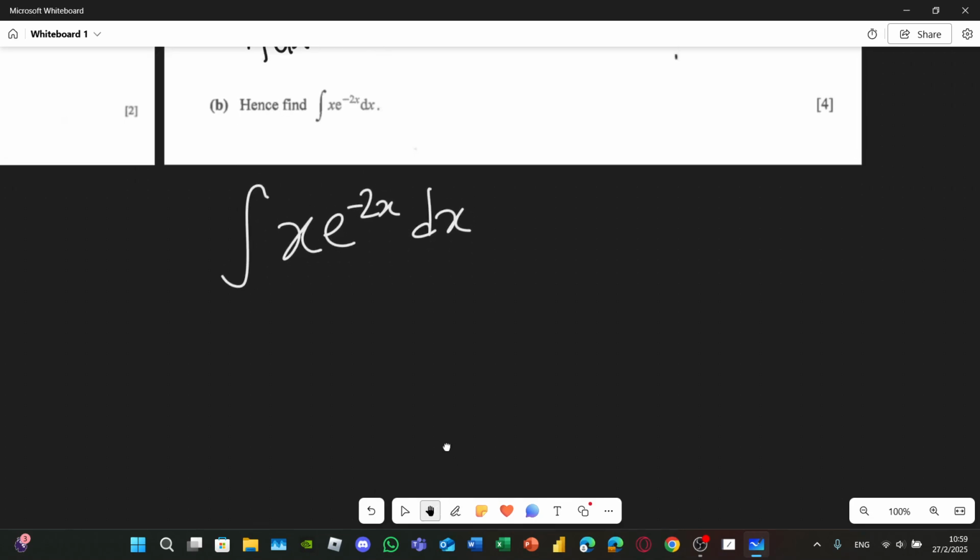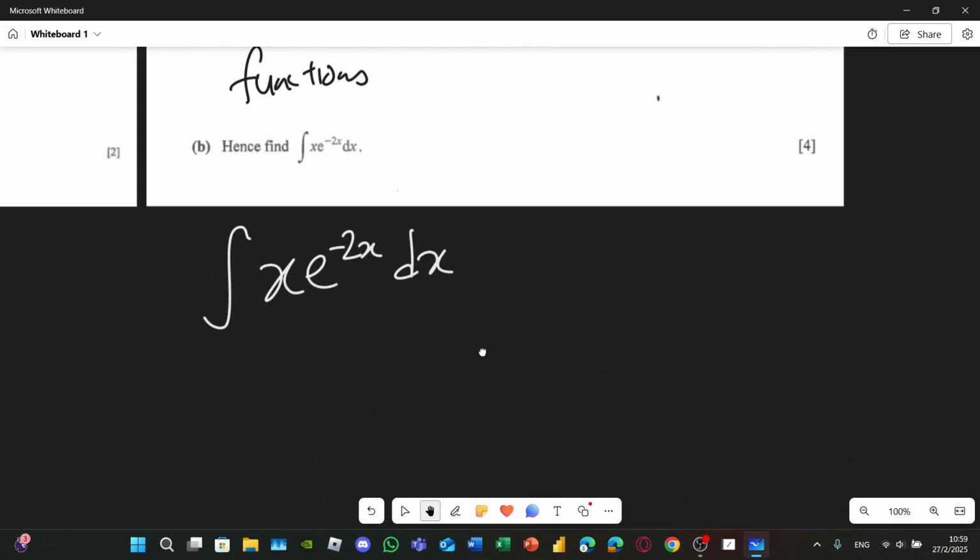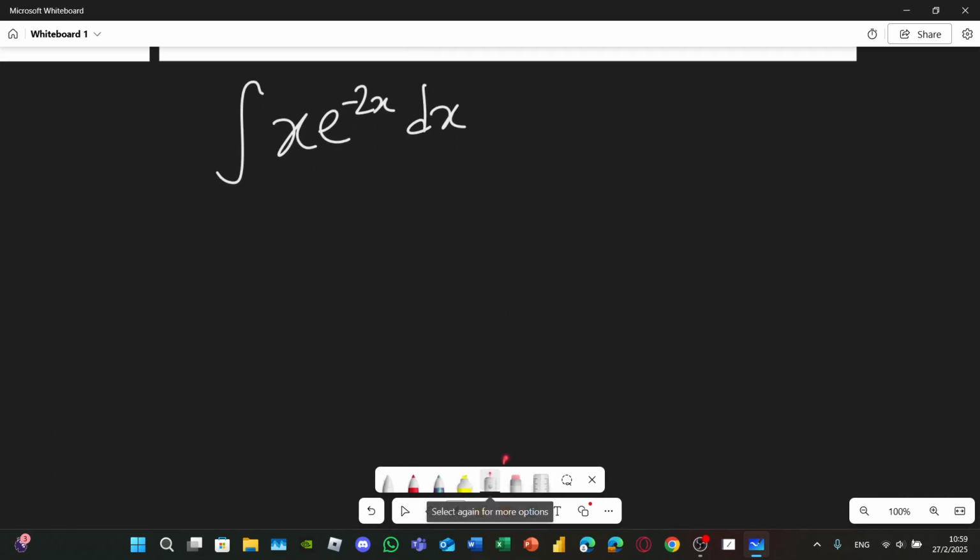Okay, let me show you how it's done. I'm given the integral of x e to the power negative 2x with respect to x. What I'm going to do in this case is let one of them be u and the other one be dv. Now to do so, I'm going to make u easy to differentiate and my dv easy to integrate. I'm going to let my x be u, I'm going to let e to the negative 2x be dv. And then I'm going to find du, and I'm going to find v.